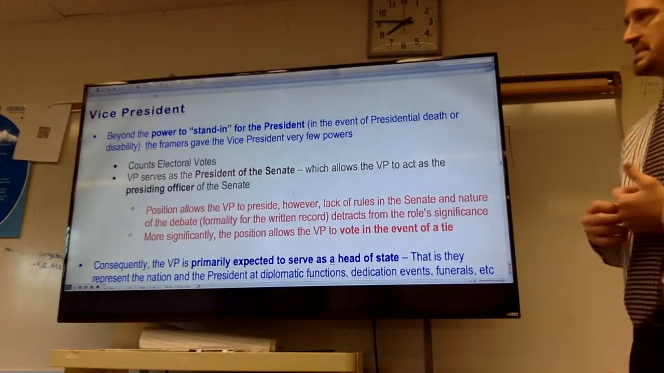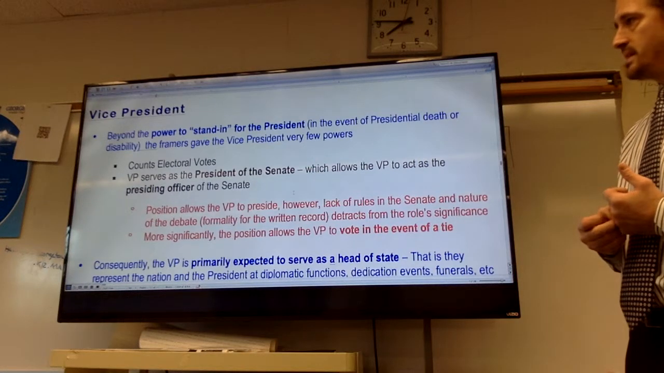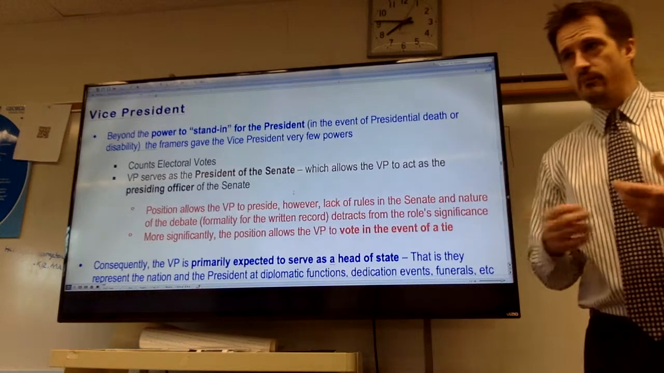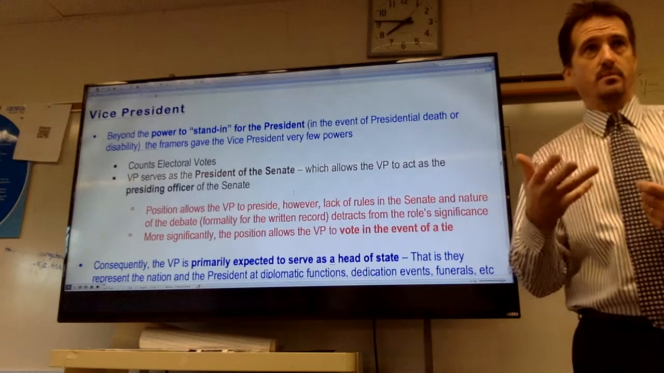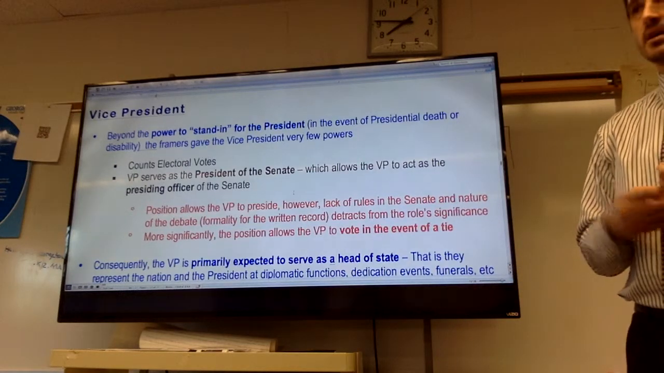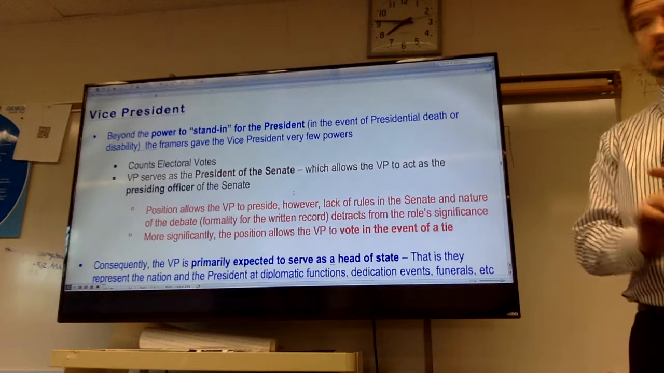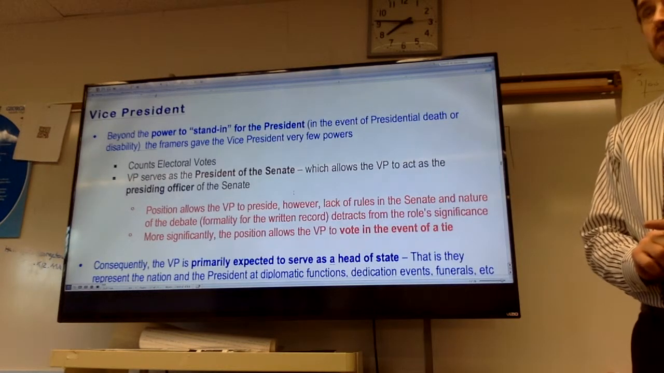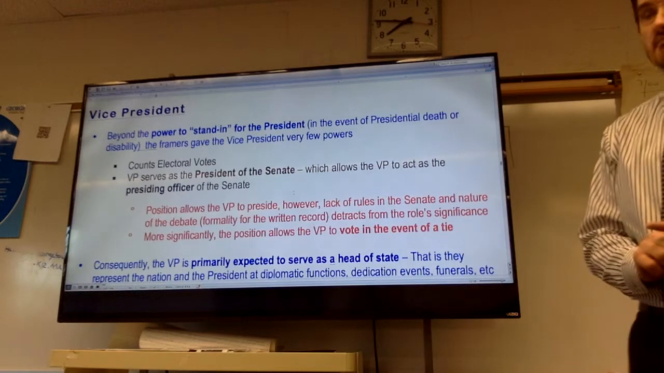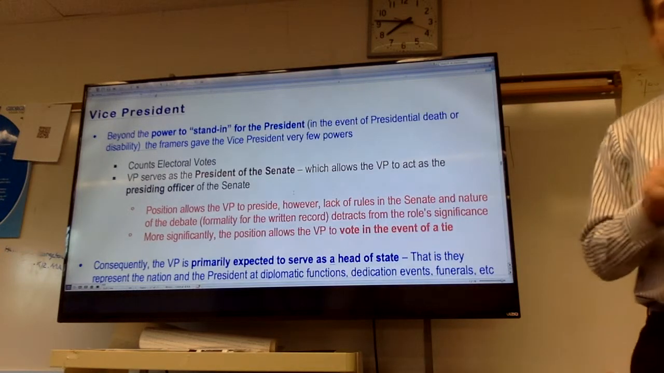Again, their role, this is simple, is to stand in for the president. And that really was the main concern when the framers were constructing this position. You needed a fail-safe. If the president died or resigned or was impeached, we need someone to kind of fill in. Beyond that, not a lot within the Constitution.